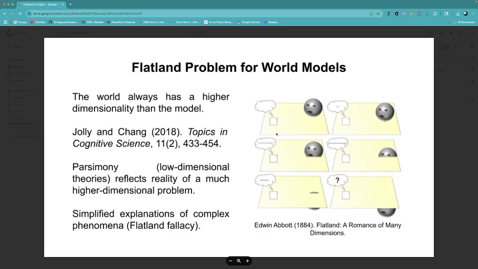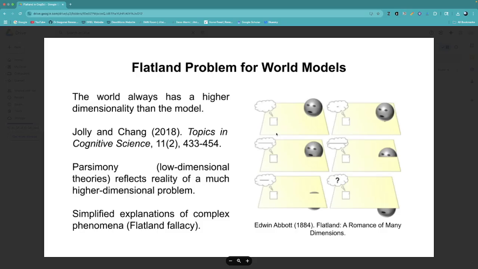And they talk about in that paper that there's this dilemma of Flatland, the Flatland problem in cognitive science. One part of this is that the thing that we use to deal with making scientific hypotheses out of complexity is something called parsimony, which is the simplest explanation, which is often the best explanation.